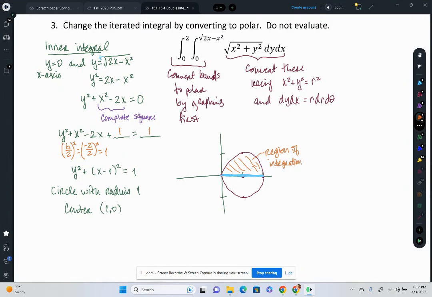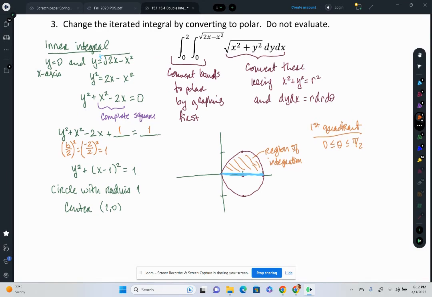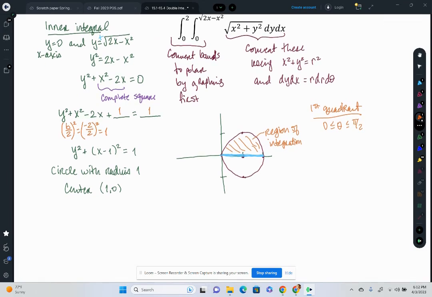Now, everything is in the first quadrant. And since we're in the first quadrant, that means that we are dealing with theta values from 0 up to pi halves, okay? Now, when it comes to the actual r values, those are going to be kind of weird. So I need to get the equation of this circle in terms of r. Let's see how we can do that.